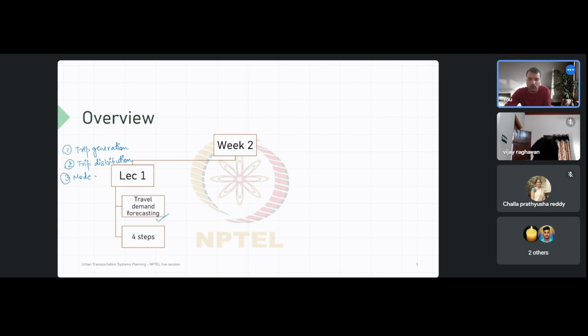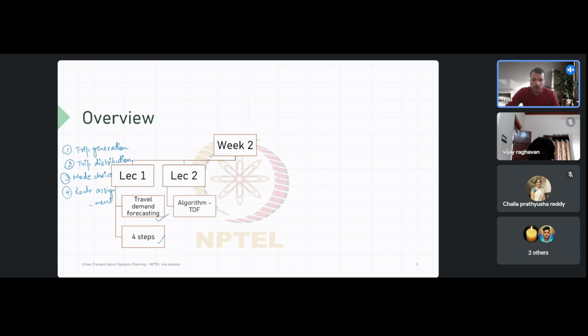Then we try to do mode choice. What mode are people using to travel? And finally, route or trip assignment is done, where we decide what route people will take. So these are the 4 steps that are done for travel demand forecasting.